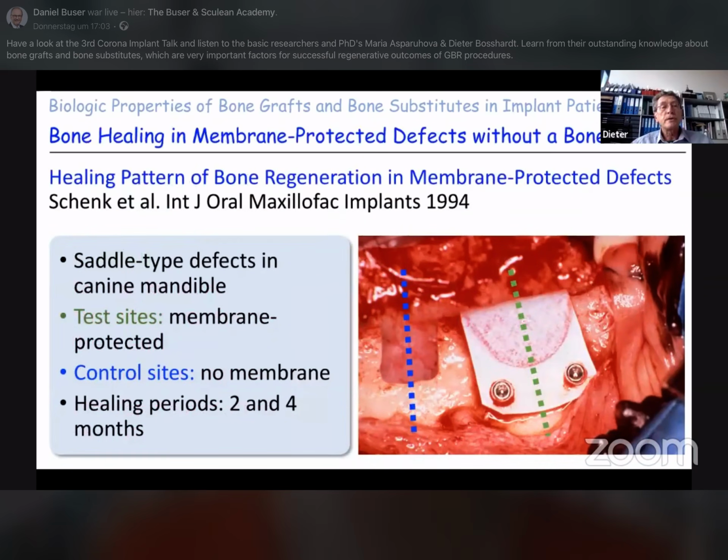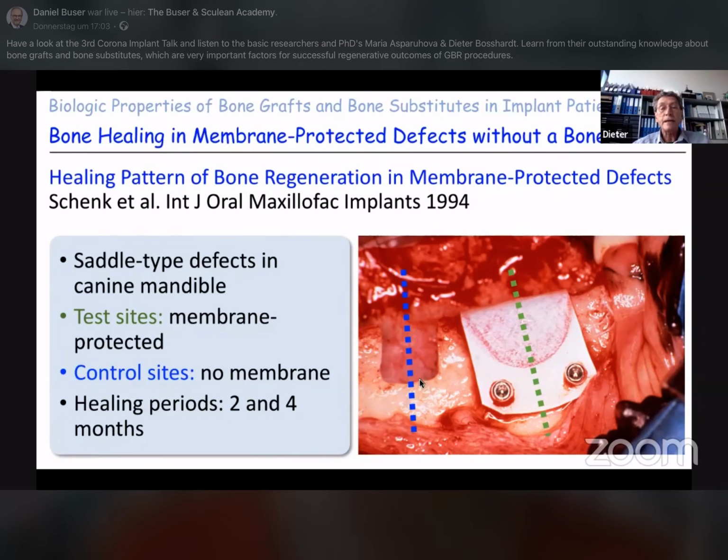Now we go to a very interesting, very beautiful landmark paper by Bob Schenk and co-workers, published in 1994. In this model, the clinicians created saddle-type defects in the mandible of canines. You see here where the blue dotted line is the saddle-type defect. Next to it, you see a barrier membrane covering such a defect. This was, of course, the test site, and the uncovered bone defect was the control site.